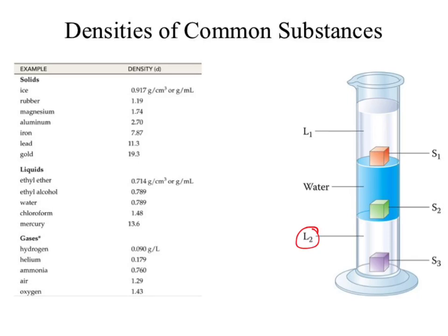It's the relationship between the mass and the volume. The lower on this, the more dense. The higher on this, the less dense. So which one is more dense, L1 or S1? Probably S1 because it's going below. Yeah, S1 will be more dense than L1 because it is at the bottom of L1.